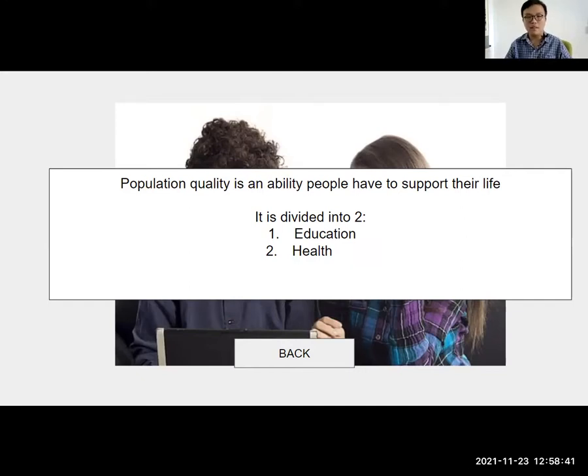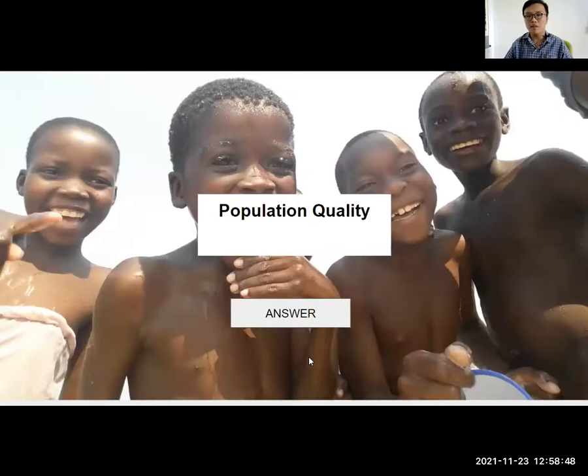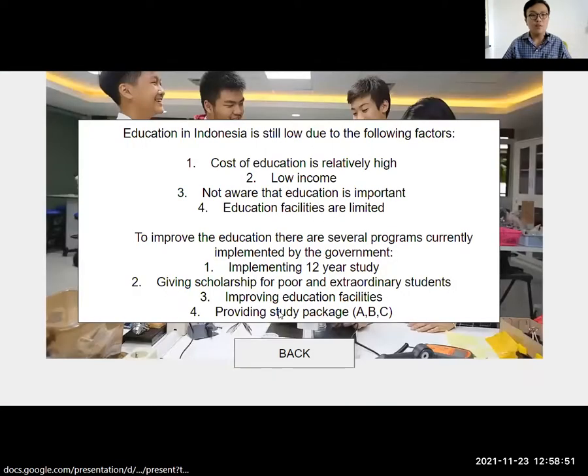So these are the main determinants of the population quality. Education and health, which we will be discussing separately. Education. So education is still low in Indonesia due to the following factors. Firstly, the cost of education is relatively high. Low income. Many people are not aware that education is important, which is evident by the fact that many people in Indonesia still practice early marriage. And 4, the education facilities are limited.